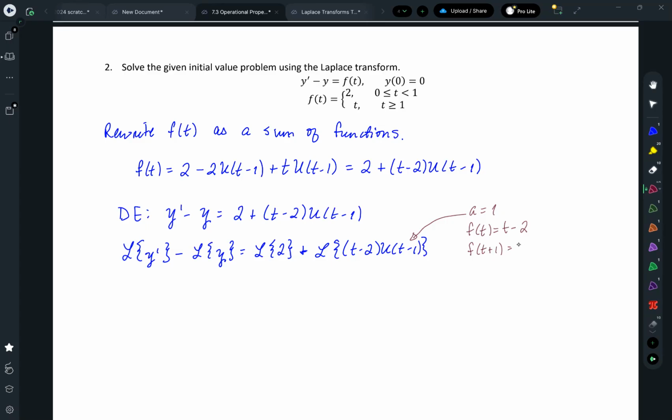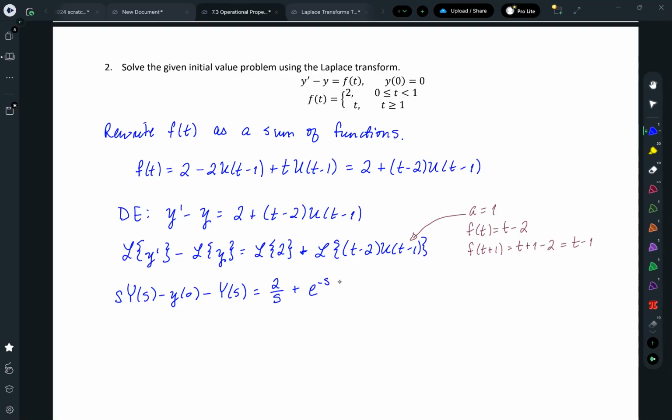So everywhere there's a t, plug in t plus 1, and we still have the minus 2, and this becomes t minus 1. Okay? So on the left-hand side, the Laplace of y prime is s Y of s minus y of 0, minus the Laplace of y, which is Y of s. That's equal to the Laplace of 2, which is 2 over s. And then from the Laplace of a unit step function, we are going to get an exponential multiplier, e to the minus as. a is 1, so it's just e to the minus s.